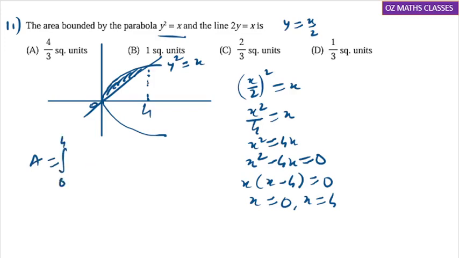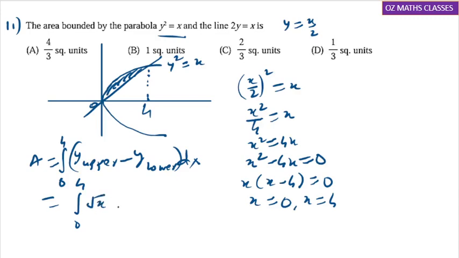And y upper curve minus y lower curve, dx. Now put the value of the upper curve. What is the upper curve? Y square equal to x. So what will be y? Y will be root x. Put the value of y. And the lower curve is 2y equal to x. So y will be x by 2. Just integrate this and you will get the answer.